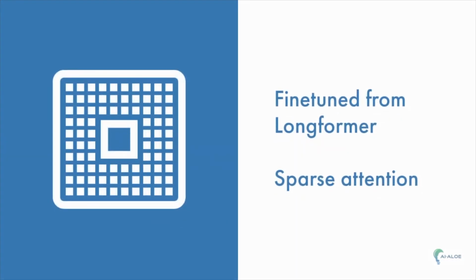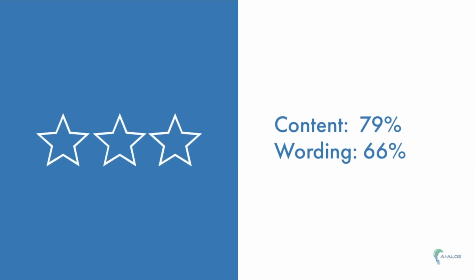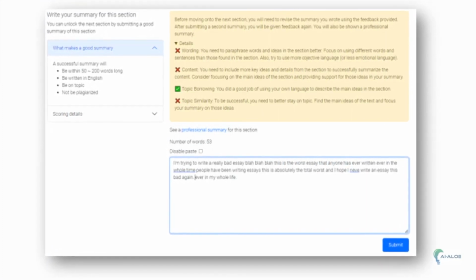We trained this model from Longformer, a pre-trained transformer-based large language model that uses sparse attention to handle longer sequences. After fine-tuning, our model explained 79% of the variance in content scores and 66% of the variance in wording scores. This allows us to provide learners with meaningful feedback in ITEL.